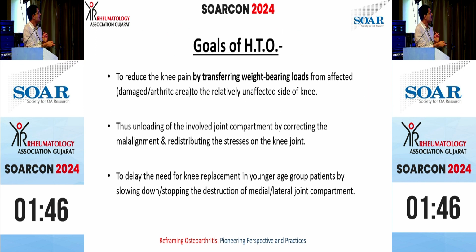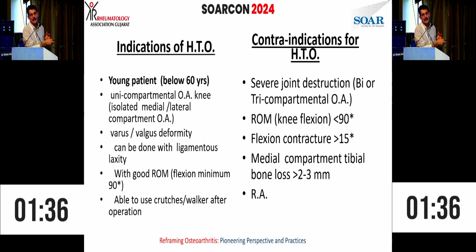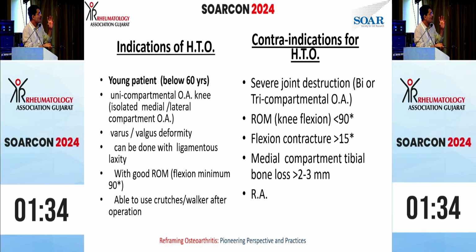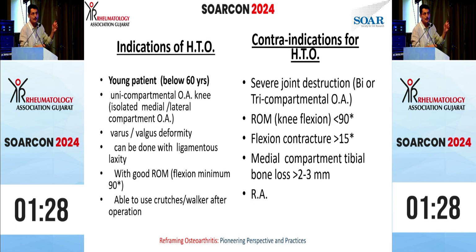So again, as I told you, you can do high tibial osteotomy surgeries to transfer the weight-bearing loads. If your weight-bearing axis is not perfect, you can make it perfect by doing a high tibial osteotomy. It can be done in a young patient, less than 60 years of age, with a unicompartmental involvement, only one side, medial or lateral. You have a varus or valgus deformity.